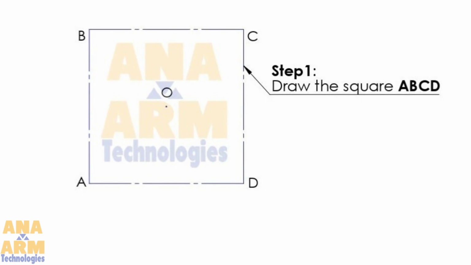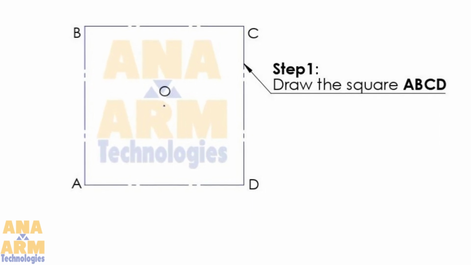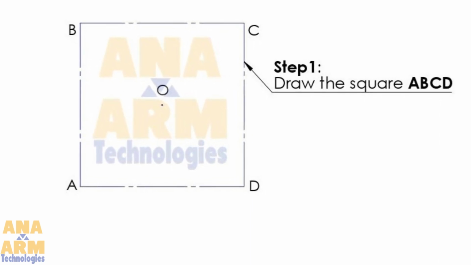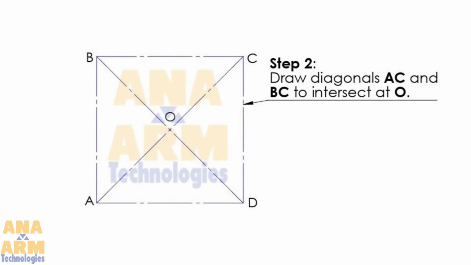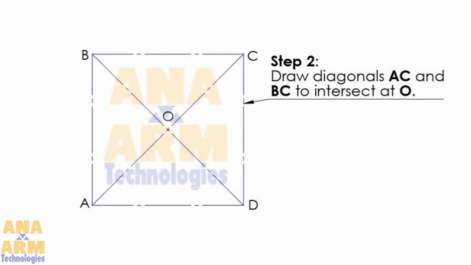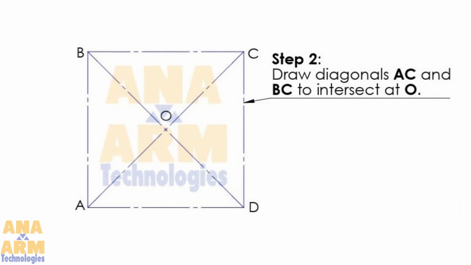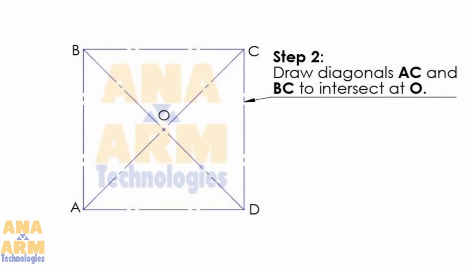Step 1. Draw the square ABCD with center O. Step 2. Draw diagonals AC and BD to intersect at O.